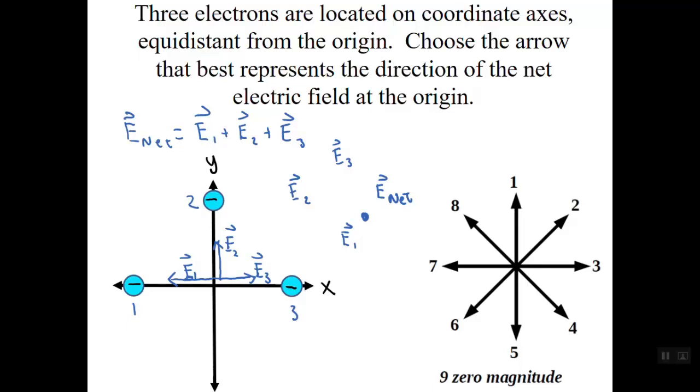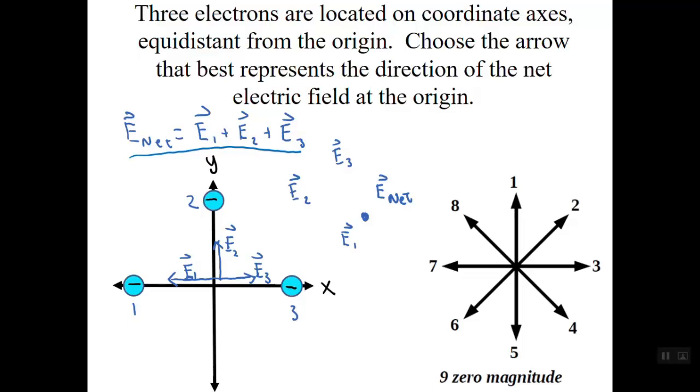Here's the solution. The net field is the superposition, the sum of the electric fields at the origin due to each electron. We can represent the field of each electron at the origin by an arrow. For a given electron's field, the arrow will have its tail at the origin and point toward the electron as shown.